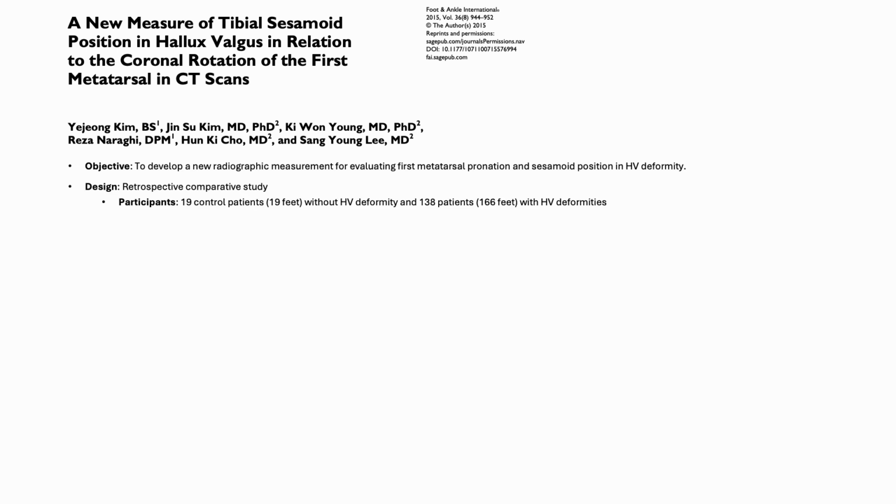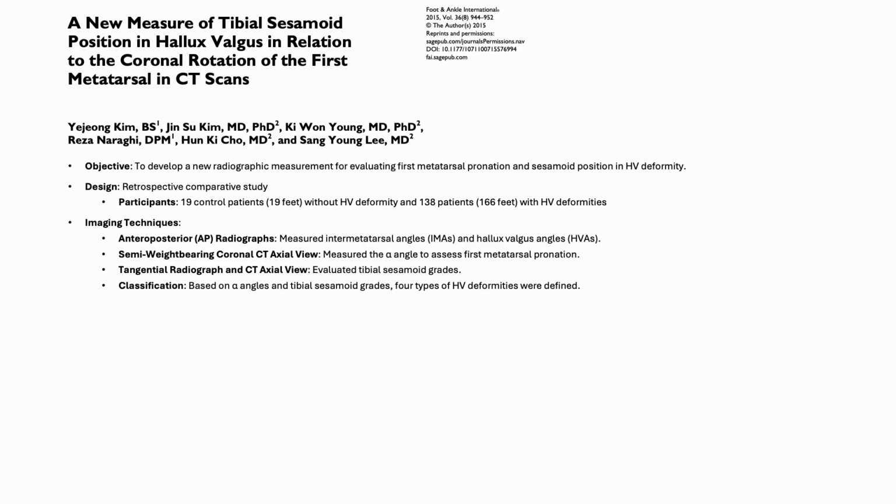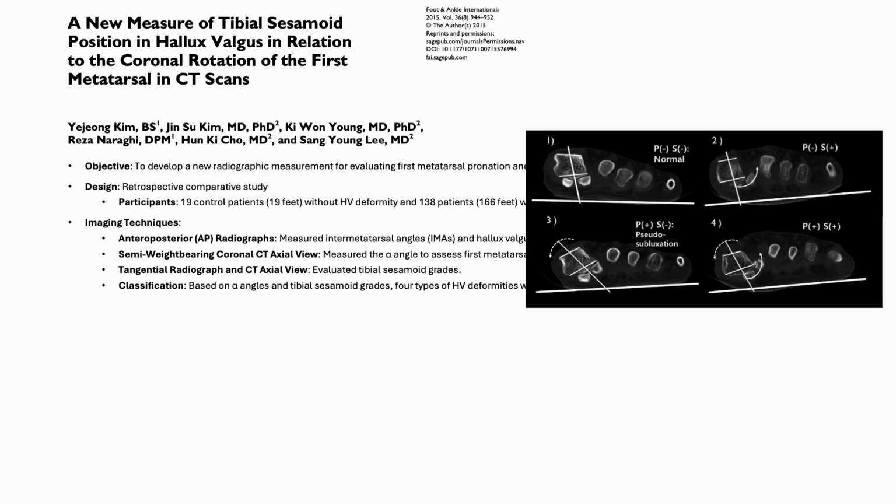This Kim et al. study back in 2015 really changed my mind on this. I'm not going to belabor the point, but they wanted to know what happens to the first metatarsal and sesamoids on a non-weight-bearing CT scan or a semi-weight-bearing CT scan. They didn't have a lot of patients, but they did patients with a bunion deformity and without. And then they did a comparison on those individuals, a retrospective review, and basically this is what they found, that there are 4 classifications.